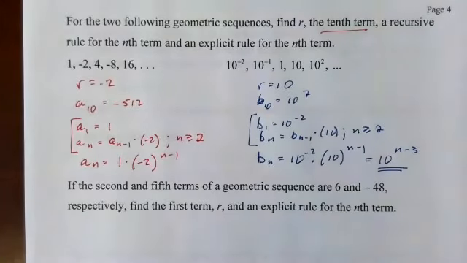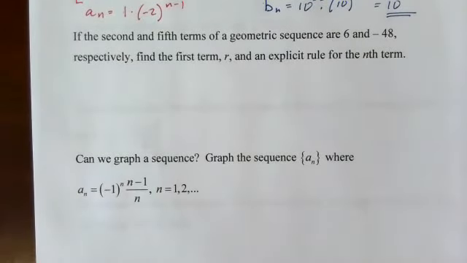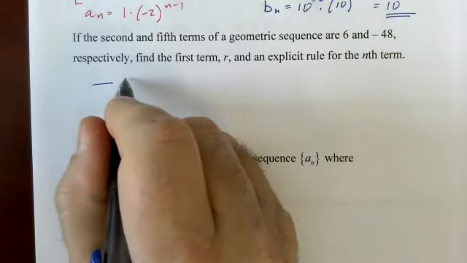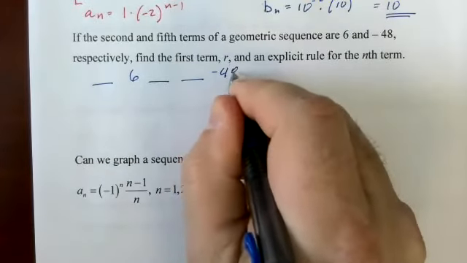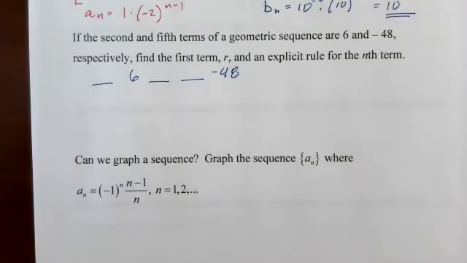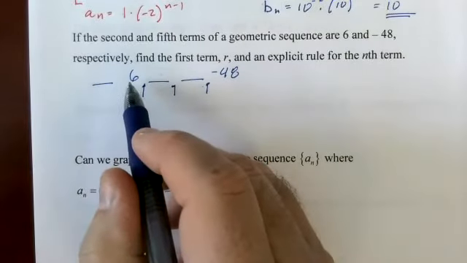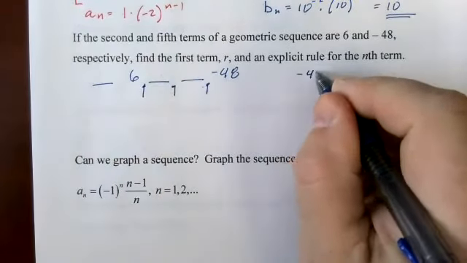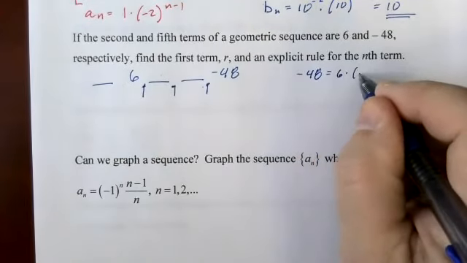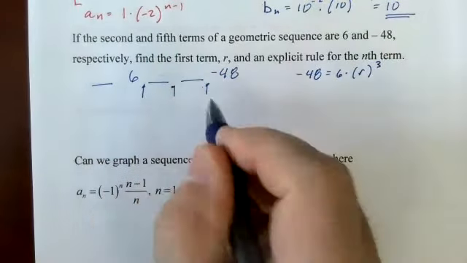So let's give you a little bit of algebra 2 math just to keep you on your toes. Second and fifth terms. Now, lots of different ways to do this. I like to think in terms of gaps. One, two, three, we're going to call this the first term. And then it's one, two, three gets us to there. And this is just a solving technique. Negative 48 is going to be 6 times some ratio to the third. All right, it's just a solving technique. One, two, three, three gaps.